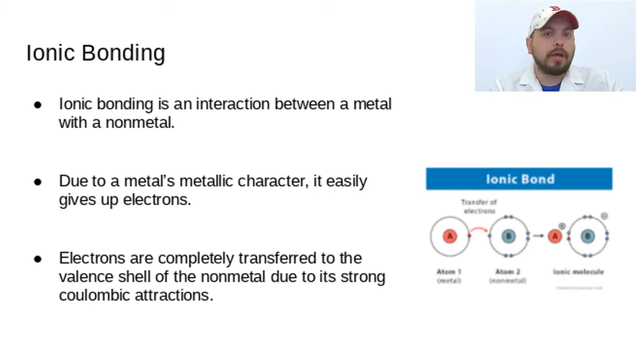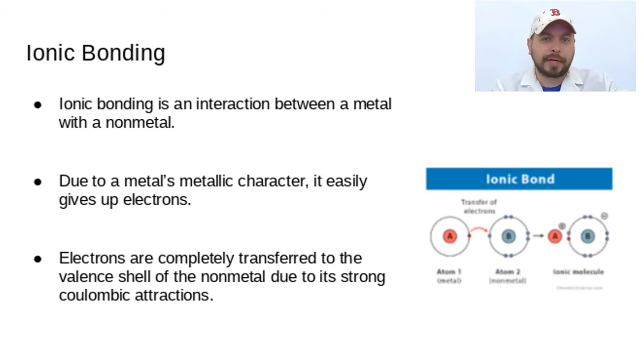Ionic bonds, meanwhile, are not going to be taking place in the same way. In an ionic bond, we pair an atom that has a lower force of attraction on its valence electrons, a metal, and a nonmetal, which has a relatively high attraction on valence electrons, and we pair them together.